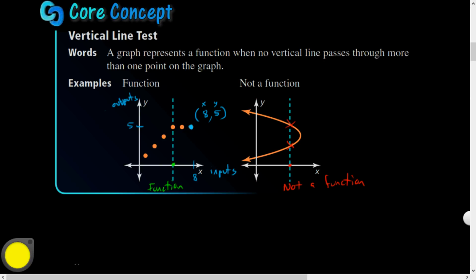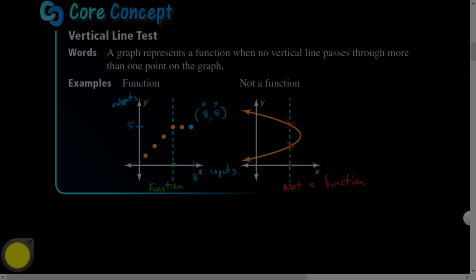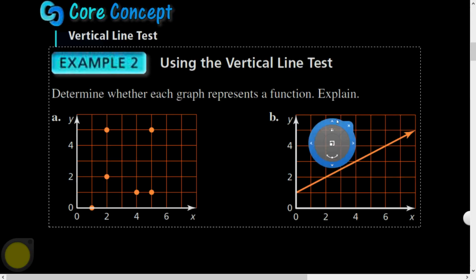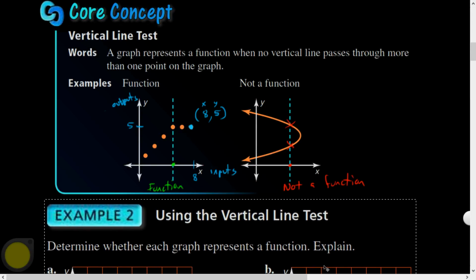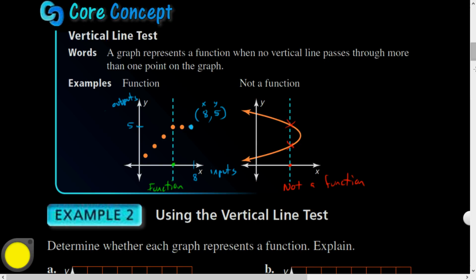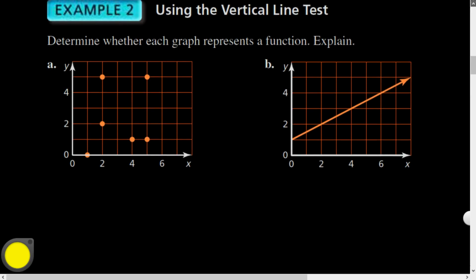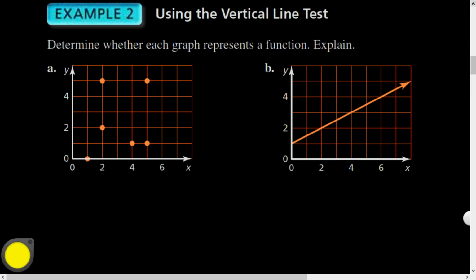So here's another way for us to determine functionality. All right, let's do example 2 here. We've already got someone who's given it a shot. The vertical line test. All right, thoughts for part A, Devin.